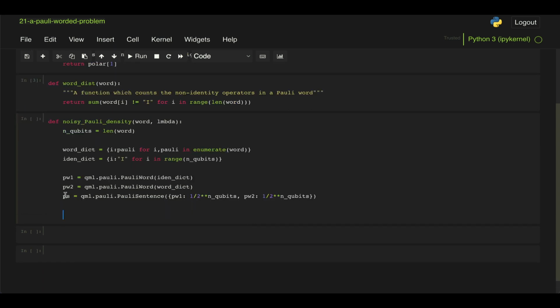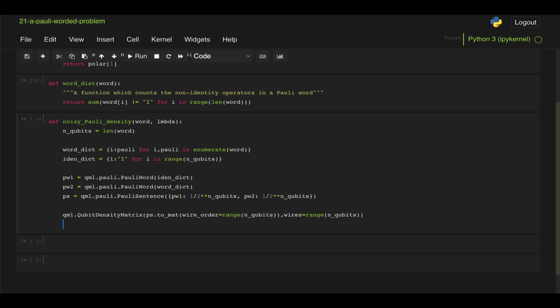Now, after creating our Pauli sentence, we need to turn that into a density matrix. So for that, we can use this qubit density matrix that takes that Pauli sentence, which has this method toMat, which converts it to a matrix. And then we just need to pass the number of qubits. So right now we have created an ideal density matrix for a Pauli string. And now we need to add the noise.